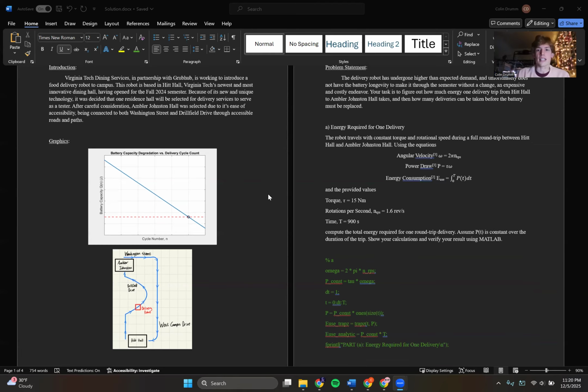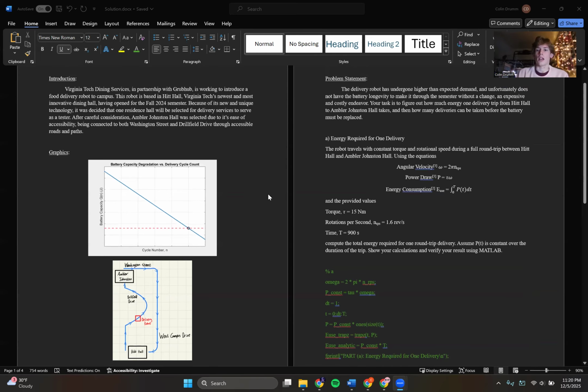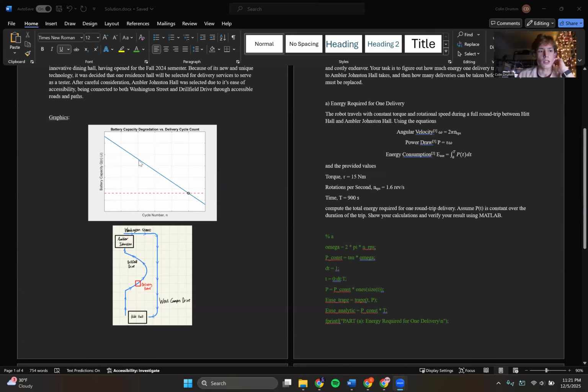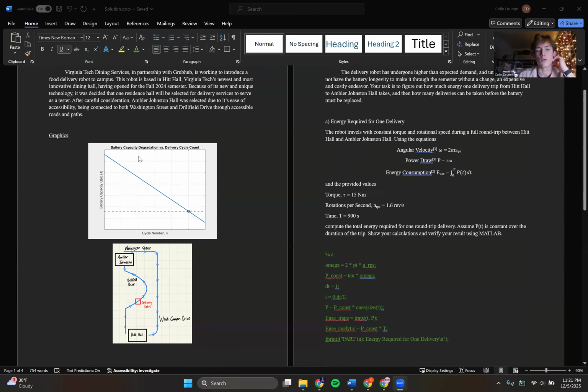So the idea is that the student is going to have to solve for two main things. One, the energy consumption of an individual trip of the delivery robot from Hit Hall to Ambler Johnston and back, and then also the battery degradation and how many trips the robot can take before it has to have its battery replaced.